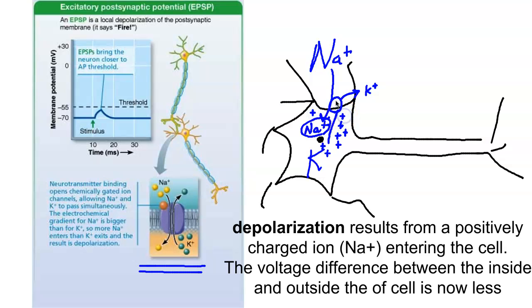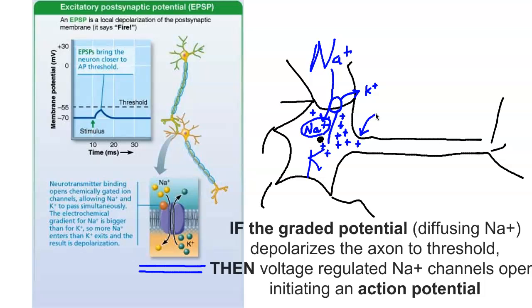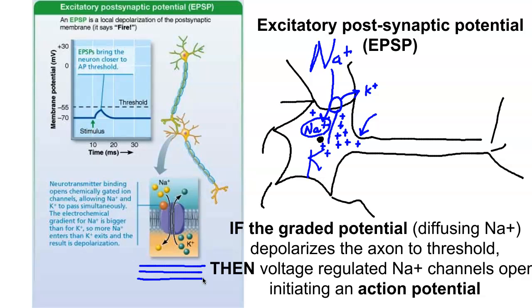But that sodium that comes in is going to diffuse towards the axon hillock, and it has the potential to depolarize the axon hillock to threshold. And if it does that, then the axon will generate an action potential. And because of that, when a neurotransmitter opens the sodium channels in the dendrites and soma, that's known as an excitatory postsynaptic potential. It's excitatory because there is a possibility that that could lead to an action potential by that depolarization moving into the axon.